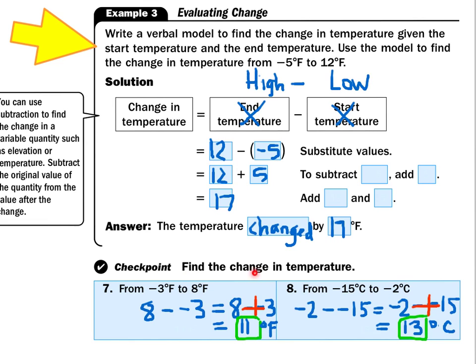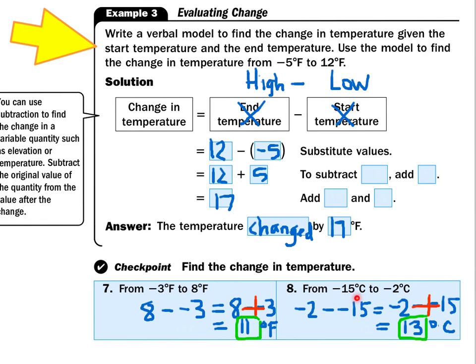Okay, take a look. It says find the change in temperature. Remember, just think high minus low. If the temperature changed from negative 3 to positive 8, well, 8 is the high. So I'm going to do the high minus the low, negative 3. Those two negatives are going to morph together to become a big giant plus sign. So 8 plus 3 gives me 11. So this temperature changed 11 degrees.